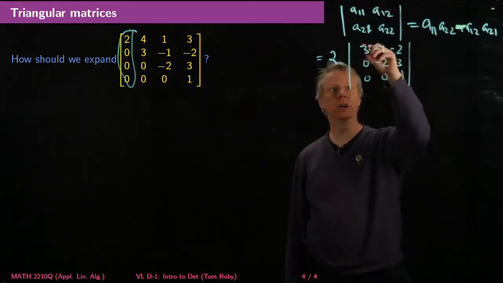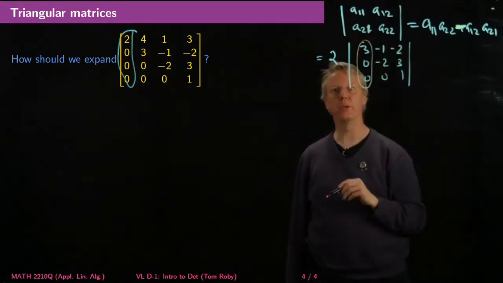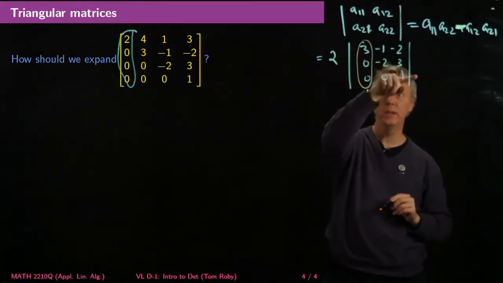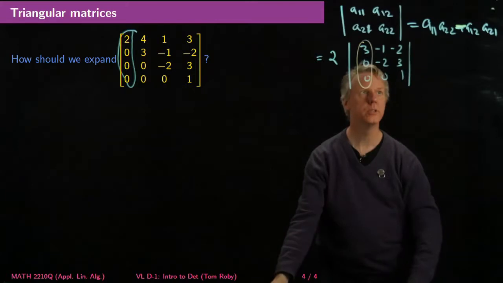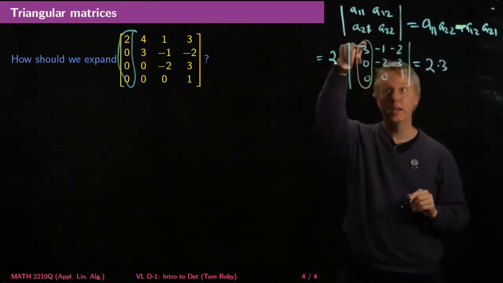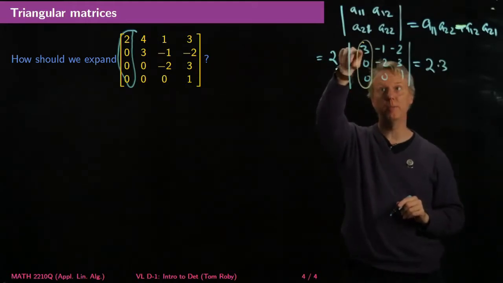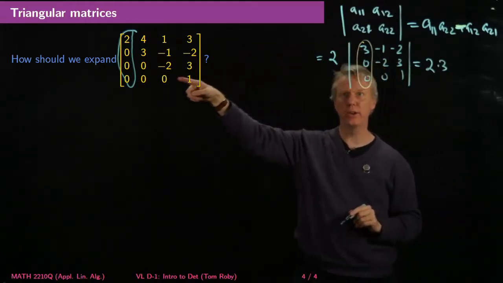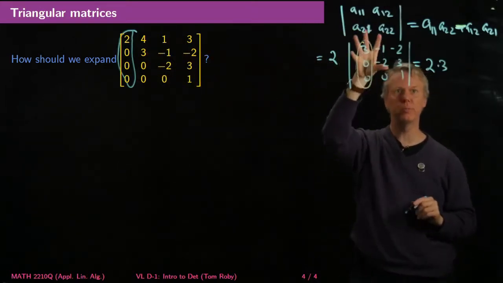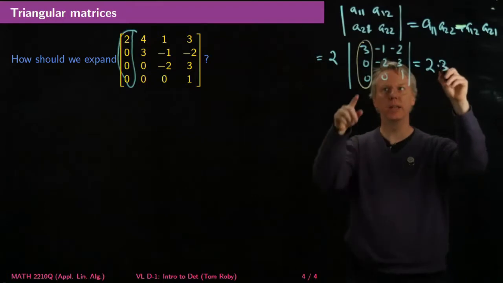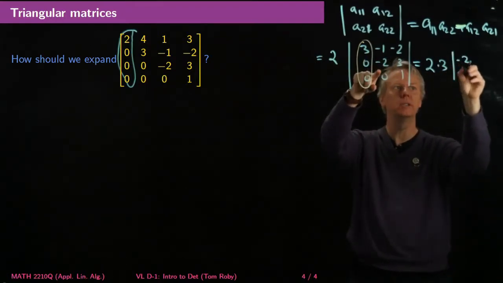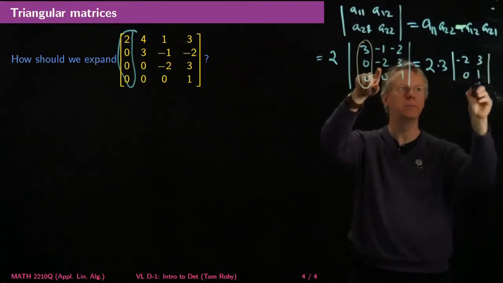And now what do I do? Well, I still have a bunch of zeros here. So I've got 2, and now I can just expand this as 3 times this 2-by-2 determinant. So this is going to be equal to 2 times 3. Now notice this 3 has a positive sign because it's the upper left. The only thing that matters is that it's now a 3-by-3 determinant, and where the entry is in that place. So then we'll have 2 times 3 times a 2-by-2 determinant of -2, 3, 0, 1.